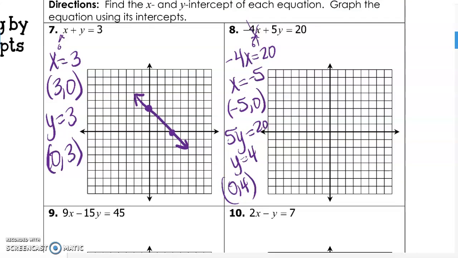So negative 5, 0 means left 5. 0, 4 means up 4. Connect those two dots, and there is your line. You can always solve this and put it into slope-intercept form, solve it for y, if you want to check to make sure you would graph it the same.